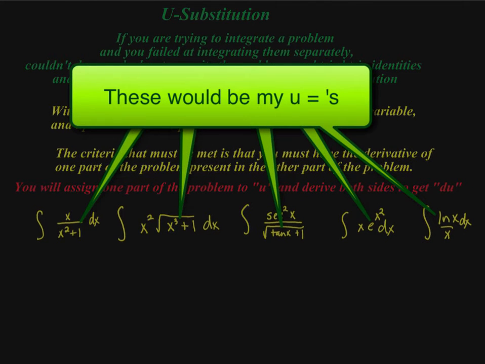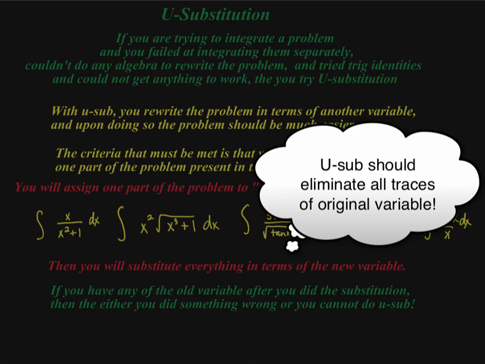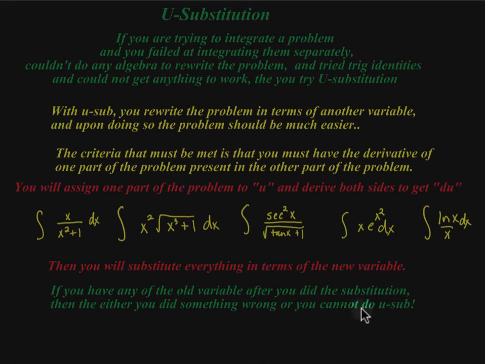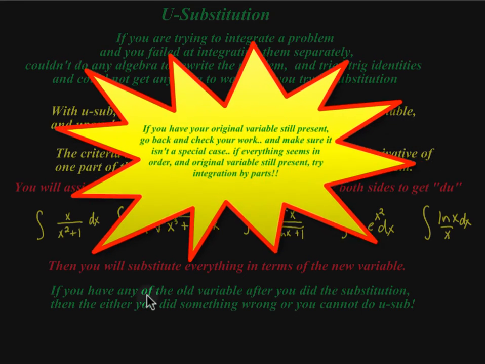Okay, again, you're going to set u equal to one part, derive it, and get the other part. Okay? And everything should cancel out. If everything doesn't cancel out in terms of the new variable, then you either did something wrong or you can't do U substitution. There's one exception to the rule. I'll show you that in probably the intermediate example video, or advanced. But there typically should be a way to get rid of all the old variables.